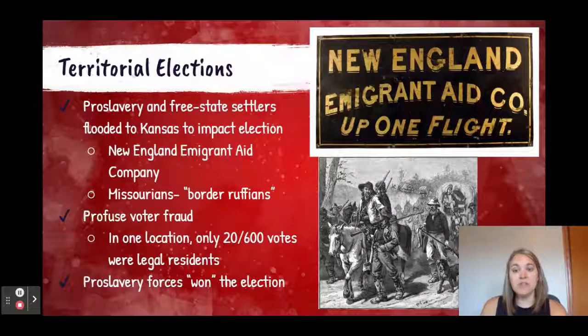So what we see happening as a result of the Kansas-Nebraska Act is that there are territorial elections, and prior to these elections taking place, both pro-slavery and free state settlers flooded into Kansas. A group called the New England Emigrant Aid Company actually helped pay for people to move to Kansas to vote for it to be a free state. Missourians were called border ruffians as they crossed the border and voted for pro-slavery. There was profuse voter fraud, and so pro-slavery forces ended up winning the election.